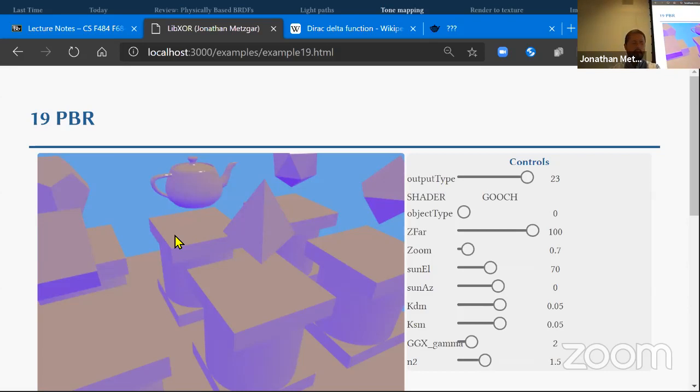Okay, so this is a modification that they suggested in this book. It looks pretty good to me. We should probably try to get these objects to look different colors so we can experiment more.